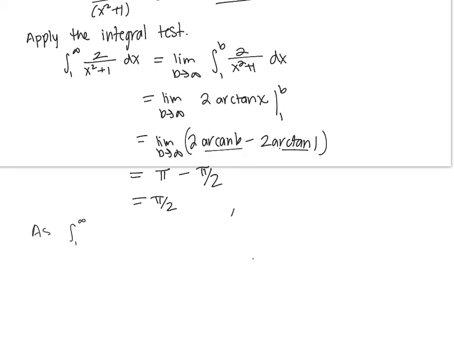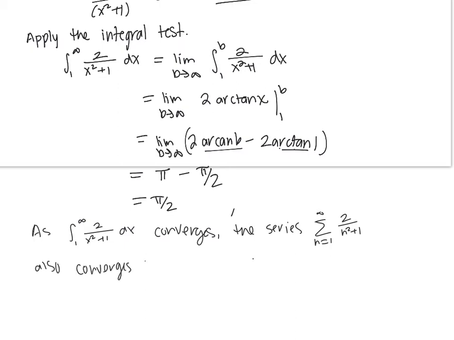So as the integral from 1 to infinity of 2 over x squared plus 1 dx converges, the series, the sum from n equals 1 to infinity of 2 over n squared plus 1, also converges by the integral test. You will be learning lots of names of tests in this unit, so please actually state which test you're using. It's kind of redundant in this section because this section is just the integral test. But in the next sections we will have other tests that you'll have to use, so it's just best to refer to them by name.